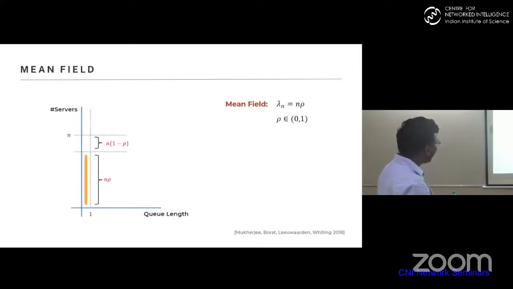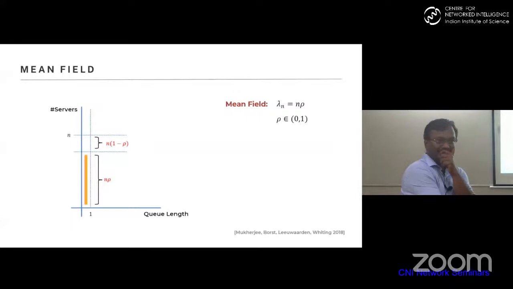So in the limit, as n goes to infinity, this is what happens. There are no queues with queue length 2 or more. I mean, this is the limit. There is a bunch of servers that are idle, and a bunch of servers that are serving one job. The fraction of these servers is rho, and the fraction of the idle ones is 1 minus rho. This is the behavior in the mean field regime for join the shortest queue. And this is work by my colleague Devavrat.